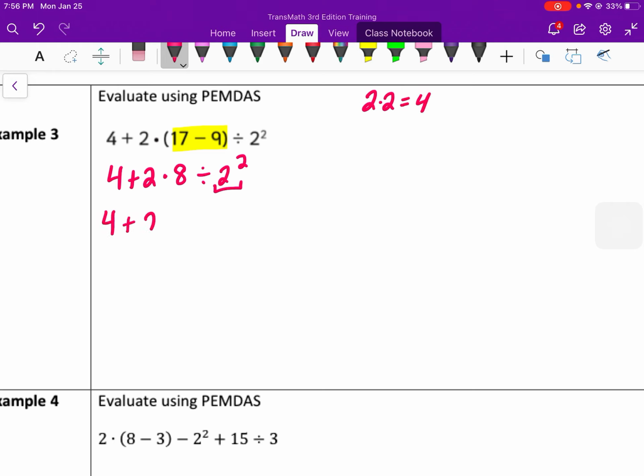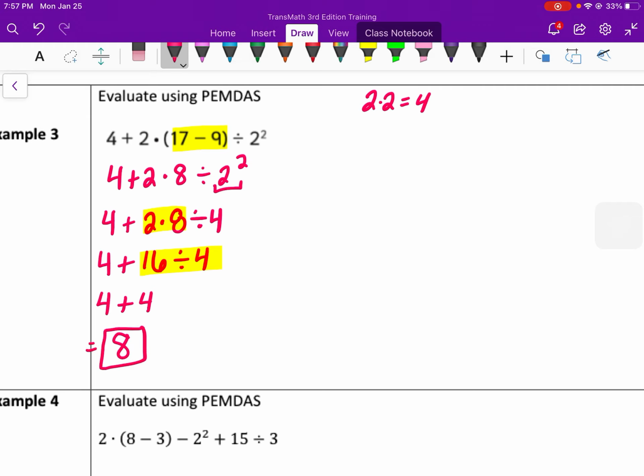So then we get 4 plus 2 times 8 divided by 4. And then you're going to do the multiplication and division, but you've got to work from left to right. So the multiplication in this case comes first because it's on the left side. So 2 times 8 is 16. Then divided by 4. Then we're going to do this division. 16 divided by 4 is 4. And then last we do the addition. 4 plus 4 is 8. So just working through using our order of operations.